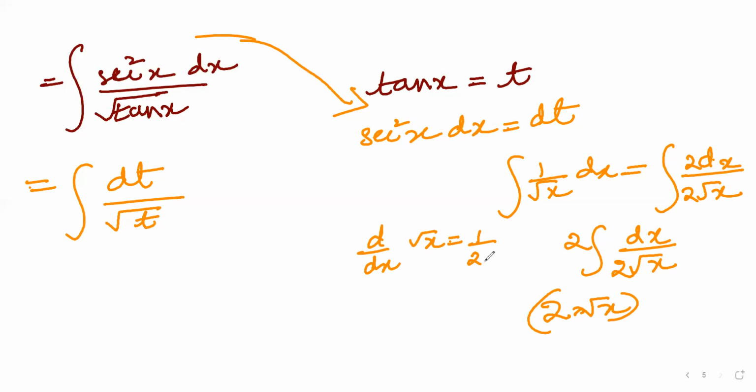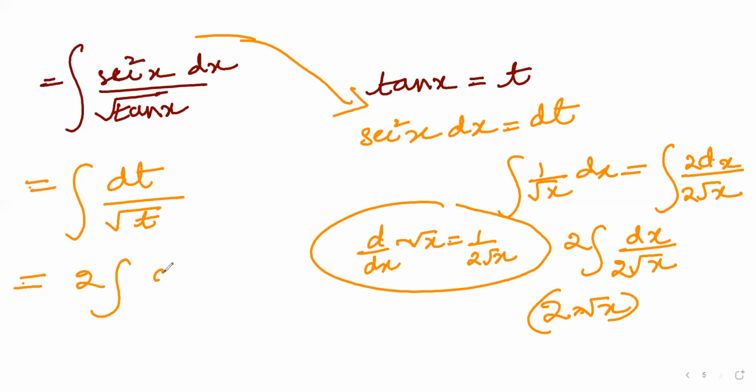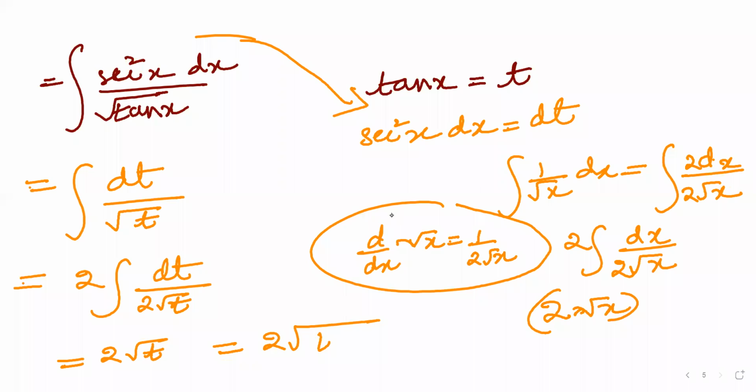So we need to take it from the differentiation, and that's how we arrive at this. So going by this, I'm just going to rewrite it in that form. That's simply 2 into the integral of dt over 1 over 2 root t. That's 2 times root t. What is root t? Root of tan x. So 2 into root of tan x. And of course, don't forget your constant of integration, plus c.